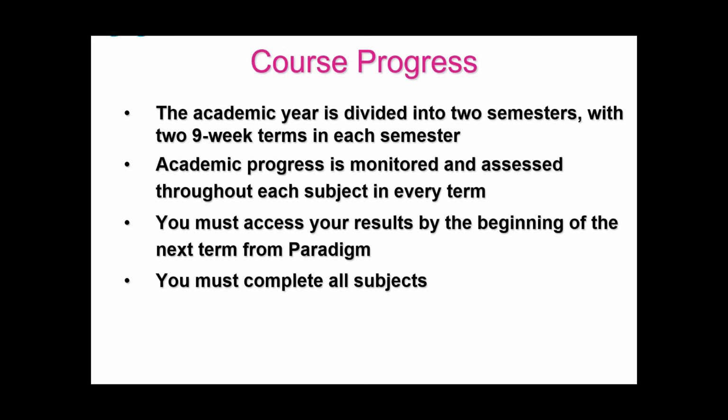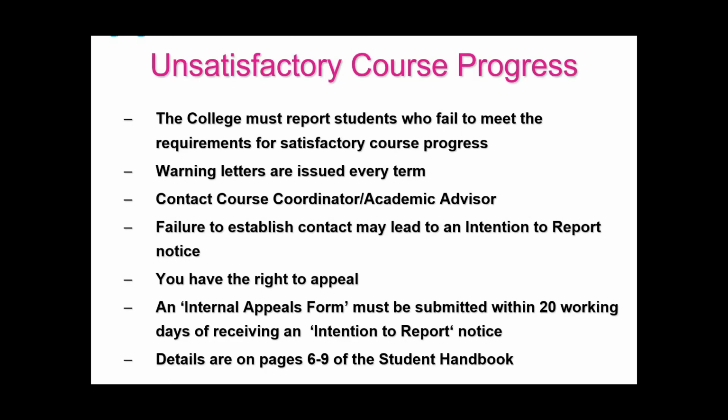Course progress. The academic year is divided into 2 semesters with 9-week terms in each semester. Academic progress is monitored and assessed throughout each subject in every term. You must access your results by the beginning of the next term from Paradigm, and you must complete all subjects.